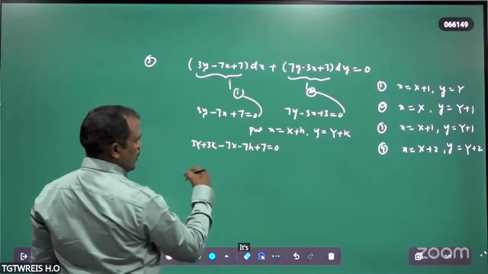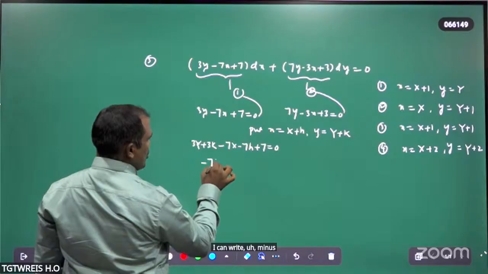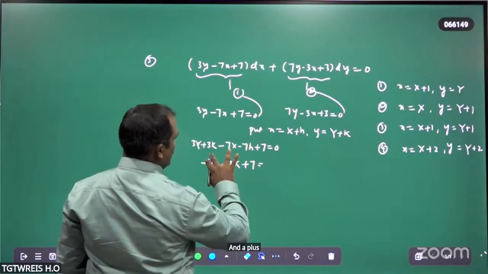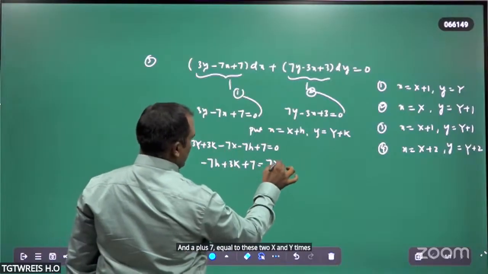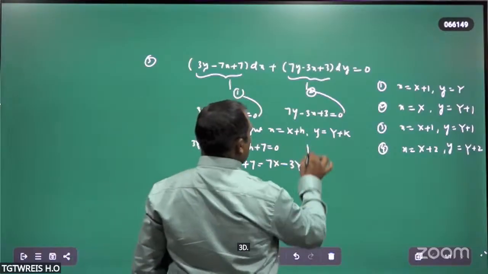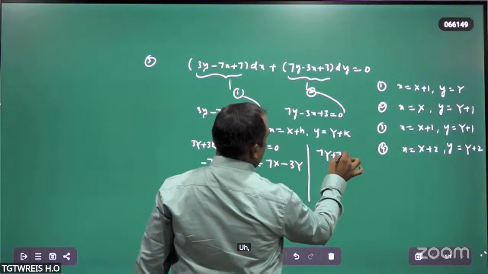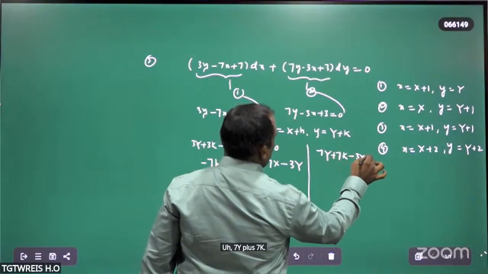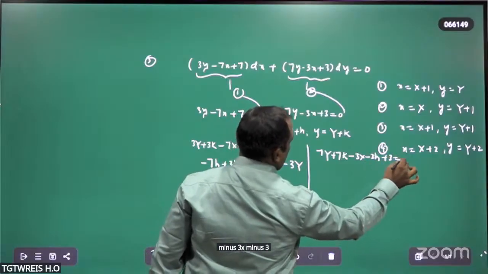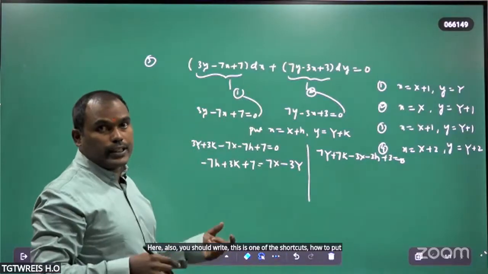The h and k terms, take on the LHS only. I can write minus 7h plus 3k plus 7 equal to these two x and y terms sent here, 7X minus 3Y. And one more step, this one I can write 7Y plus 7k minus 3X minus 3h plus 3 equal to 0. Here also you should write. This is one of the shortcuts for how to put x, h and k values.